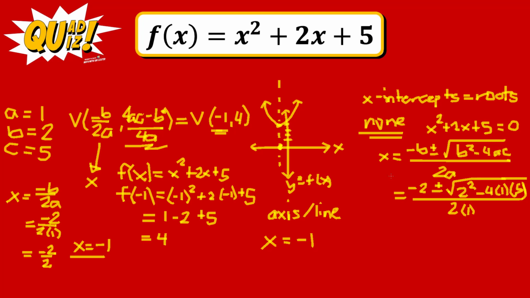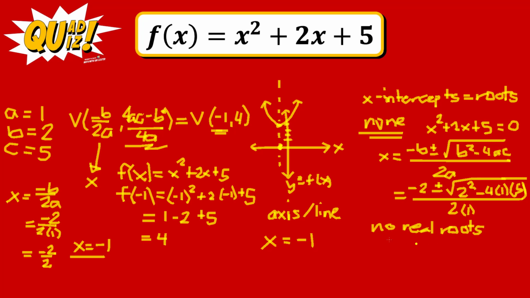Even without continuing this, look at this area here, the radicand. 2 squared is 4. This is minus 20. This is negative, right? 4 minus 20 is negative 16. And when I take the square root of that, there are no real roots. This means that for this specific quadratic equation, there are no real roots. If there are no real roots, we still have roots, but they are imaginary.